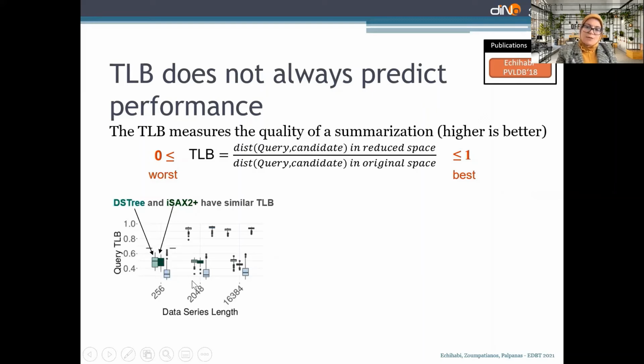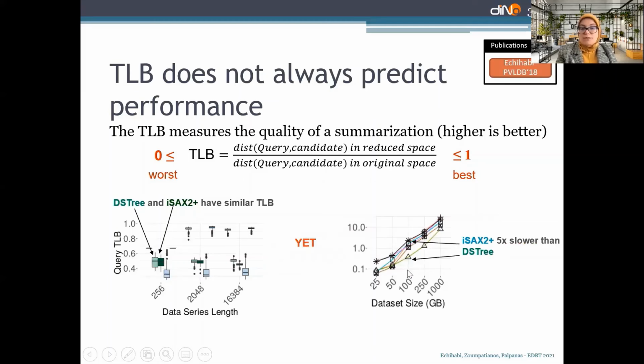So let's see. In this plot, we have the data series length on the x-axis. Let's pick length 256. The dataset size that was used is 100 gigabytes. The query TLB is shown on the y-axis. And here, in these boxes, the lines indicate the median TLB for all the queries that we ran. And we can see that the DS-tree, which is shown in light green, has the same median TLB as the ISAX2+. So the conventional wisdom had it that both of them would have equal performance. But we show that, in fact, in this plot, this is not the case.